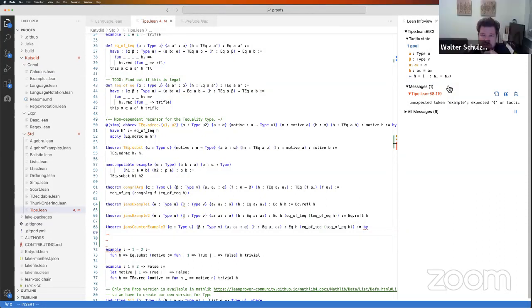And then we need to prove H is equal to something that is of type A1 equals A2. So they've already simplified the type. So that's why the Eq.refl works. Okay, sorry, Jan, what did you want to see?